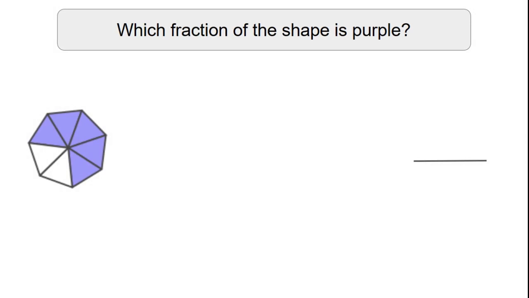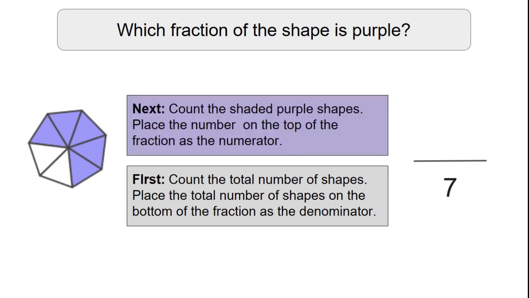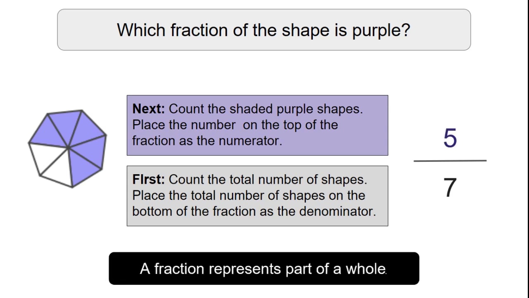Again, here we want to know which fraction of the shape is purple. The first thing I'm going to do is count the total number of shapes, and that is 7: 1, 2, 3, 4, 5, 6, 7. That number goes on the bottom because all of the 7 parts make up the whole shape. Then I'm going to count the purple ones because that's what I want to find out. That's the part that I'm counting. So 1, 2, 3, 4, 5, okay, and that's my answer.